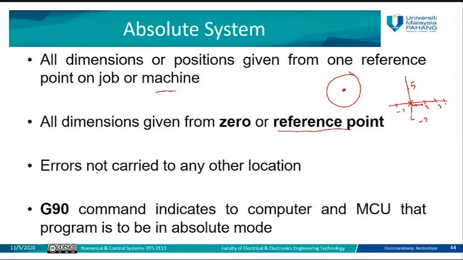Okay, so here errors are not carried to any other locations. It means that this overcomes a disadvantage of incremental coordinates, because my reference point is a fixed point. It's not changeable. So if my reference point is correct, and I made a mistake, it will not affect the other points. If one of the holes is wrong, other holes will not be affected. If one of the drill tasks is wrong, other drill tasks will not be affected. So the G90 command here will indicate to the MCU to operate in the absolute mode, or absolute positioning system mode.